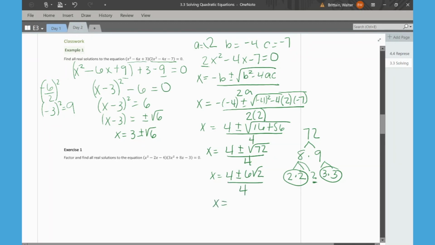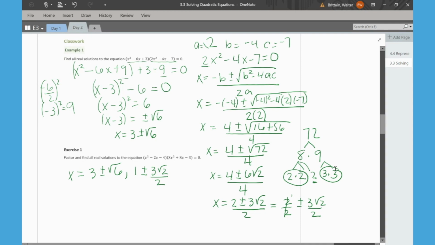Okay, the only other thing that you might be able to do is to reduce the 4, the 6, and 4 if they have a common factor, which they do. They can all reduce by a factor of 2. And so reducing each one is going to give me 2 plus or minus 3 root 2, all divided by 2. One possible step that you could do is to break that up into 2 separate terms. And then we could reduce this to be a 1. So if I write my final answers from the first factor, I have 3 plus or minus root 6. And from the second factor, I now have 1 plus or minus 3 root 2 over 2.